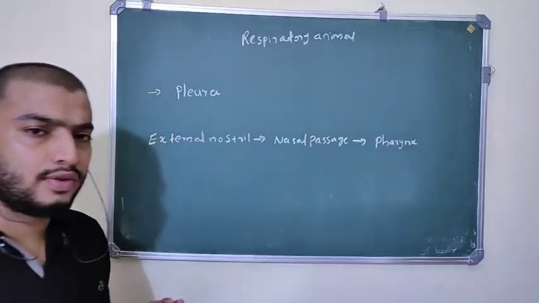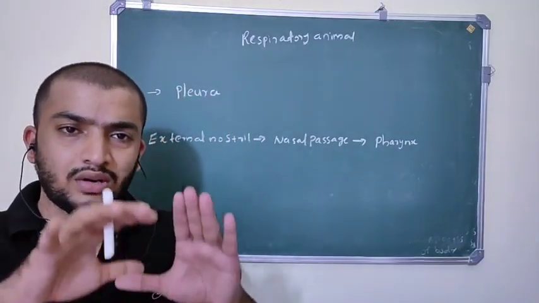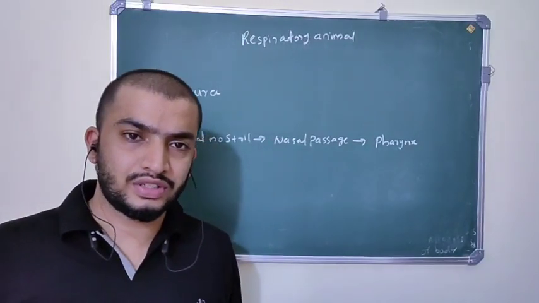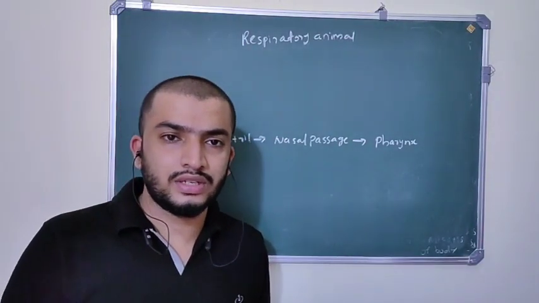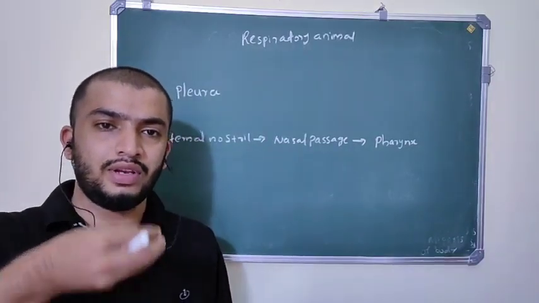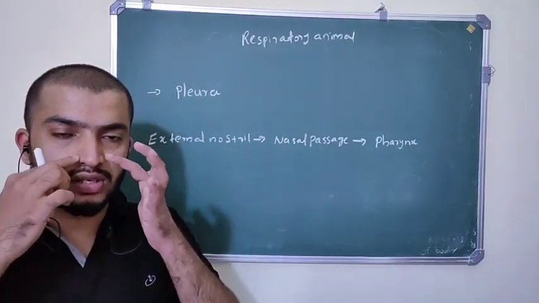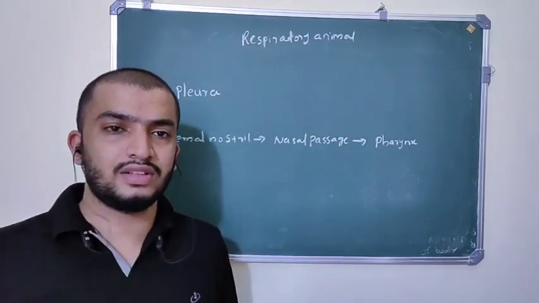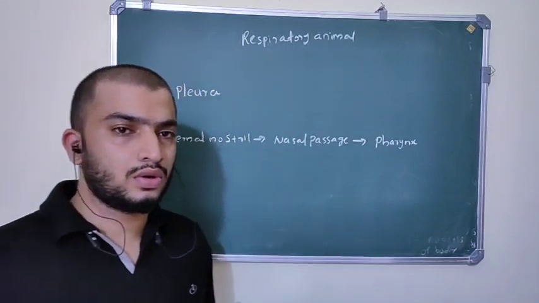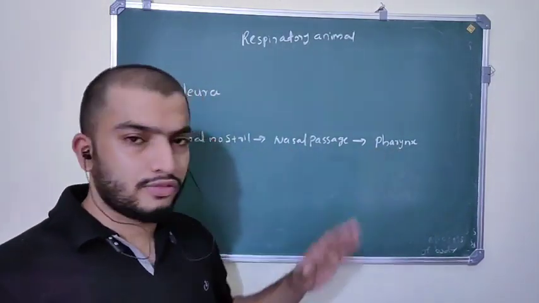The pharynx is part of our digestive system and also part of the respiratory system. It is a common junction found in both. If we eat food, it goes to the mouth, buccal cavity, pharynx and esophagus. If we take air, it goes to the external nostril, nasal passage and pharynx. So in the rabbit also, from the nasal passage, air enters the pharynx.